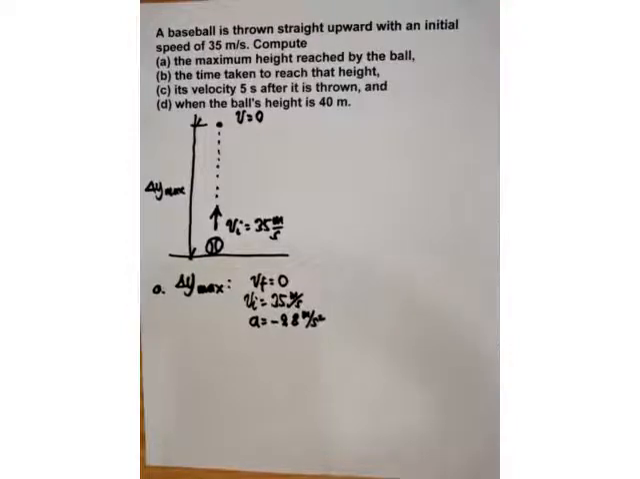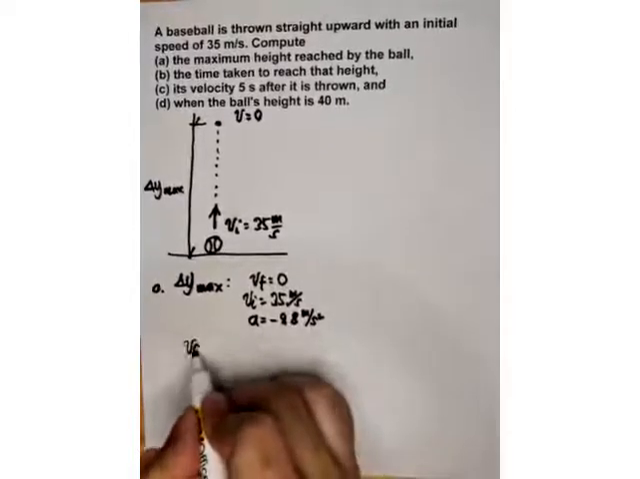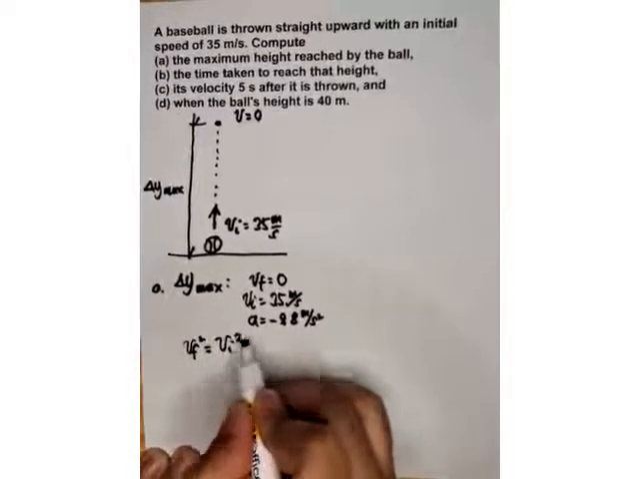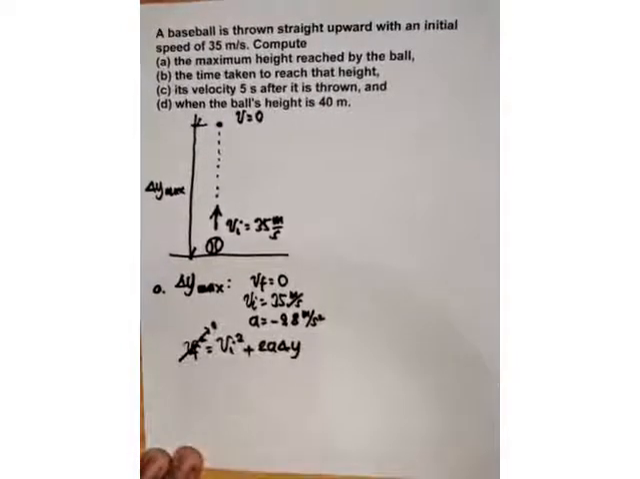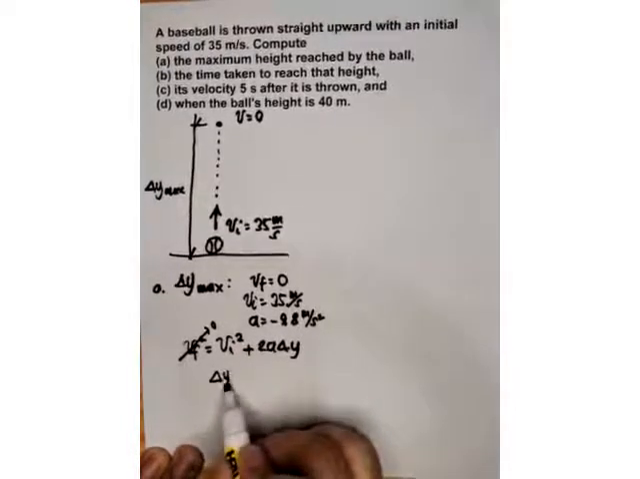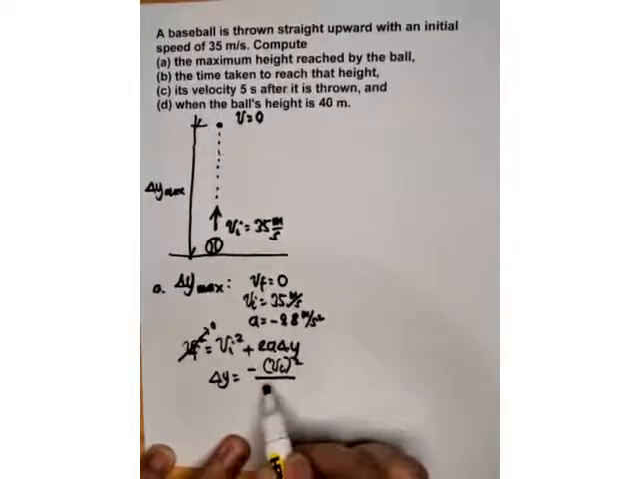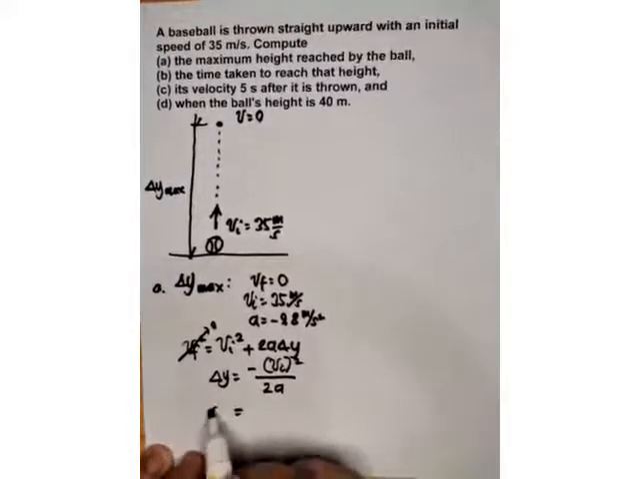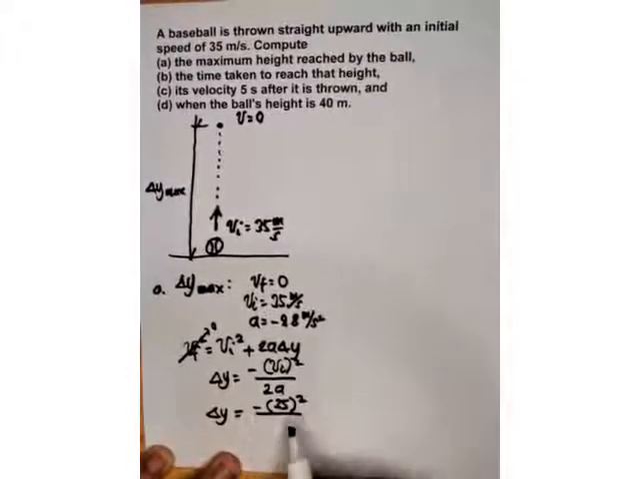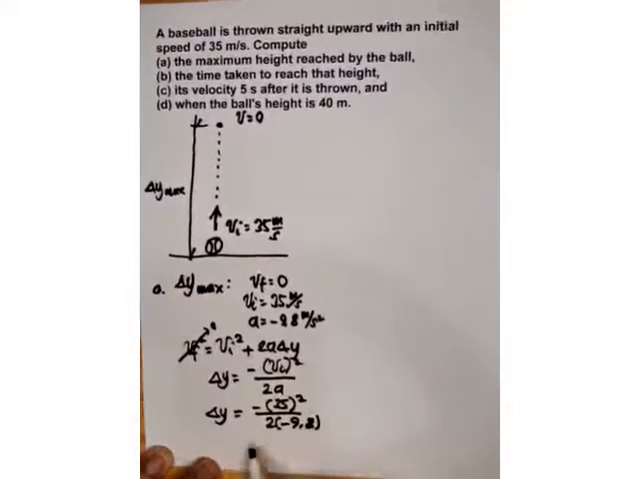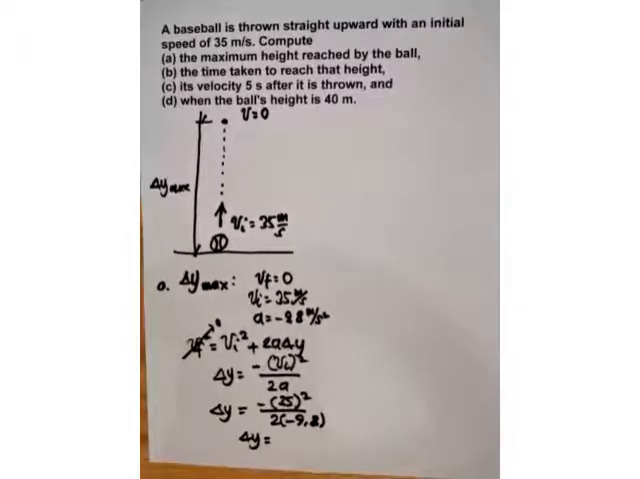Okay. So, what formula are we going to use? We'll be using V final squared is V initial squared plus 2A delta Y. V final is 0. So, therefore, delta Y is equal, transpose natin, negative V initial squared over 2A. That's equal to negative 35 squared over 2 times negative 9.8. So, delta Y is equal to Y max natin.